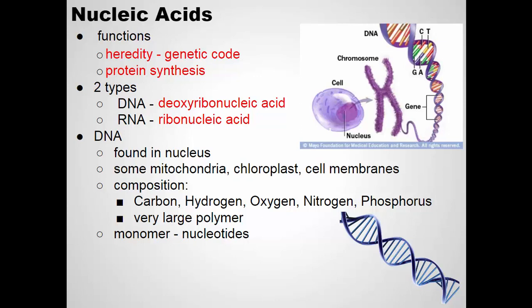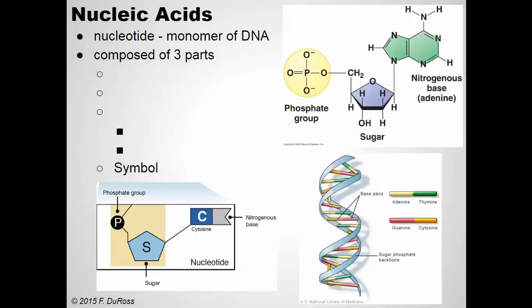DNA, like the other organic macromolecules, is made of hydrogen, carbon, oxygen. Also nitrogen and phosphorus are present. It's a very large polymer, meaning it's made of many, many repeating monomer units. The monomer of a nucleic acid is a nucleotide. This is one nucleotide, the building block of the nucleic acid.